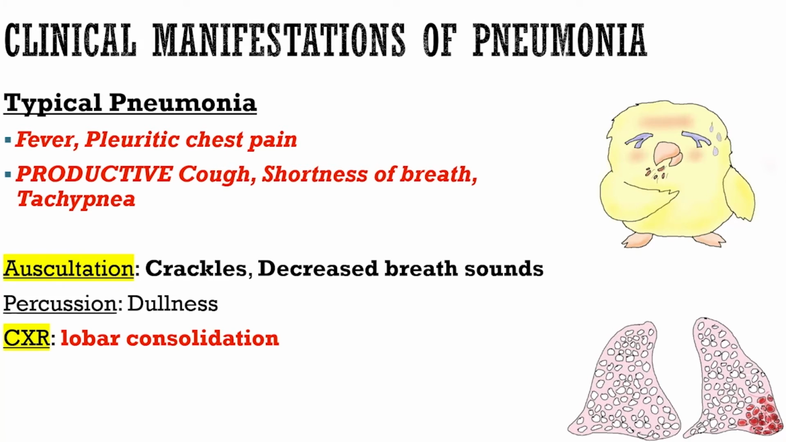Or at times, you may even hear decreased breath sounds because an entire segment of the lung with all these infected alveoli are dampening the amount of air that can get in. If you were to perform a chest x-ray, you'll often see what we call lobar consolidation, and we'll talk about shortly what that looks like.